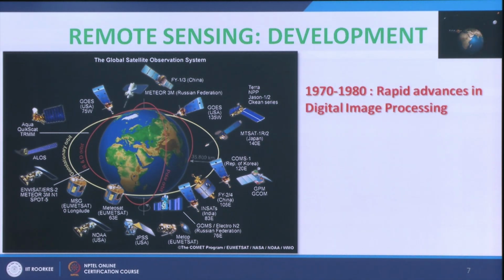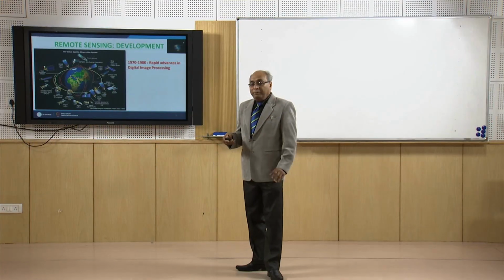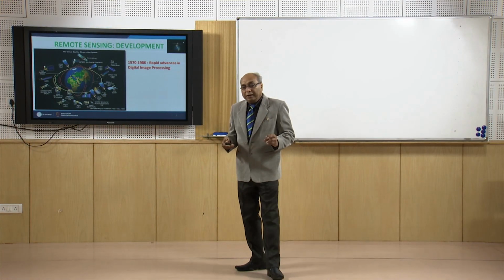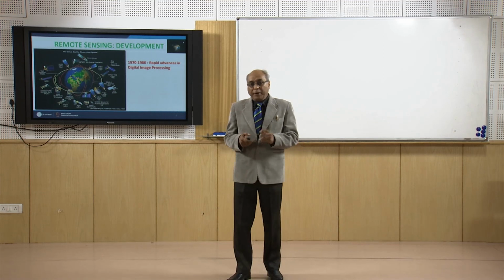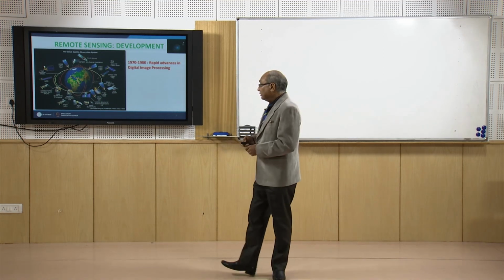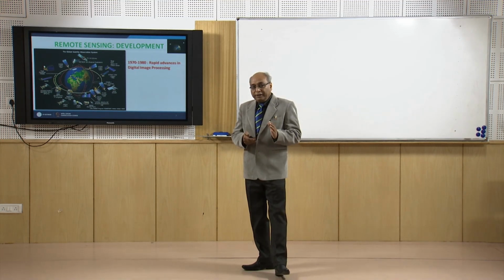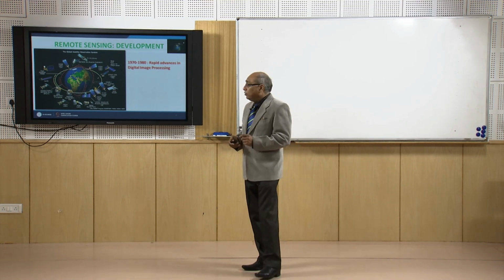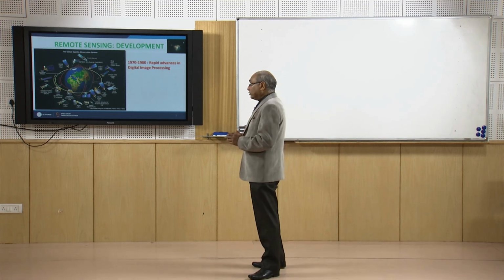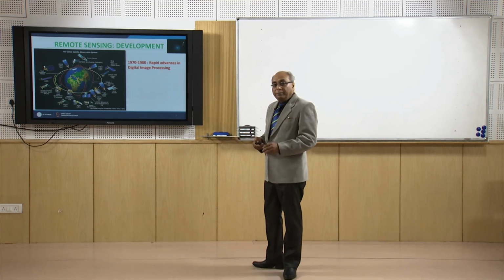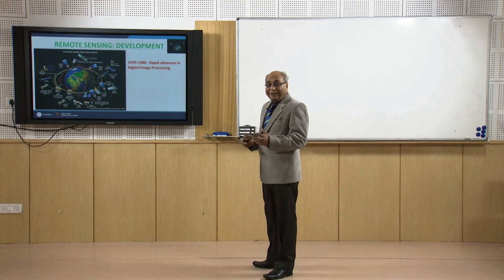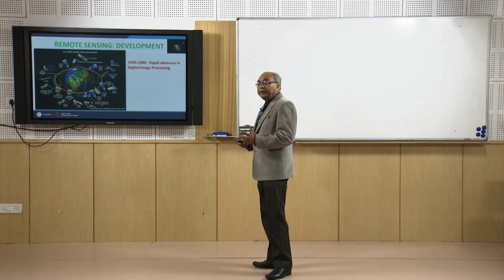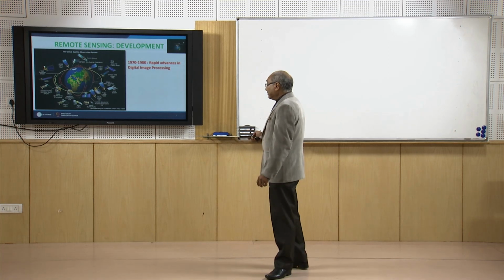In the 1970s-80s, rapid advances in digital image processing also developed in parallel, and that basically brought impetus to remote sensing technology, because a lot of data started coming from various satellites, and at the same time good digital image processing tools, especially software tools, were developed so that people can utilize and analyze the data, make good interpretation and excellent applications.